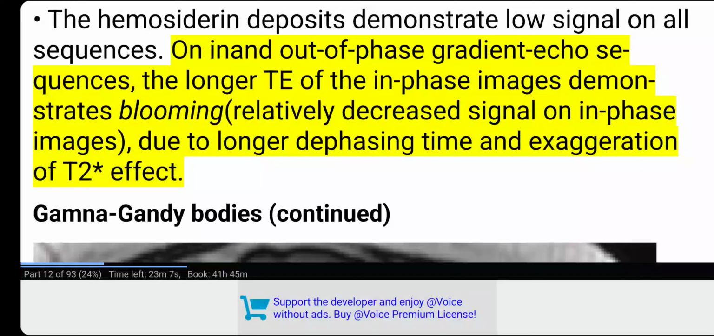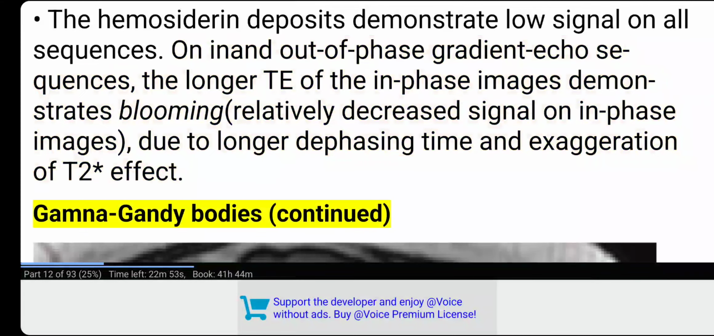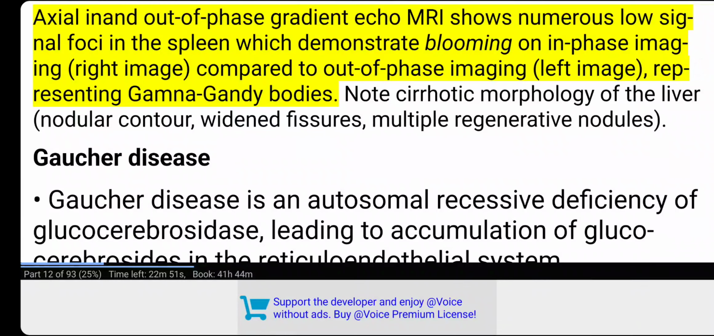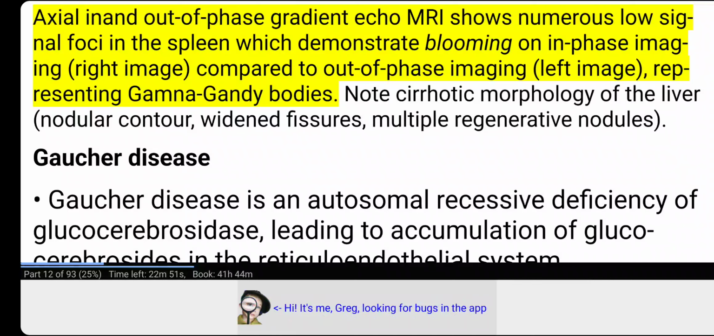On in-phase and out-of-phase gradient echo sequences, the longer TE of the in-phase images demonstrates blooming, relatively decreased signal on in-phase images due to longer dephasing time and exaggeration of the T2 asterisk effect. Gamna-Gandy bodies continued. Axial in-phase and out-of-phase gradient echo MRI shows numerous low-signal foci in the spleen which demonstrate blooming on in-phase imaging, right image, compared to out-of-phase imaging, left image, representing Gamna-Gandy bodies. Note cirrhotic morphology of the liver, nodular contour, widened fissures, multiple regenerative nodules.